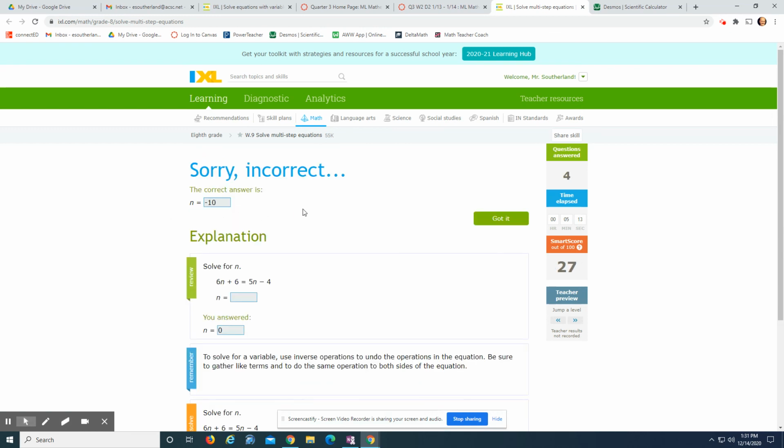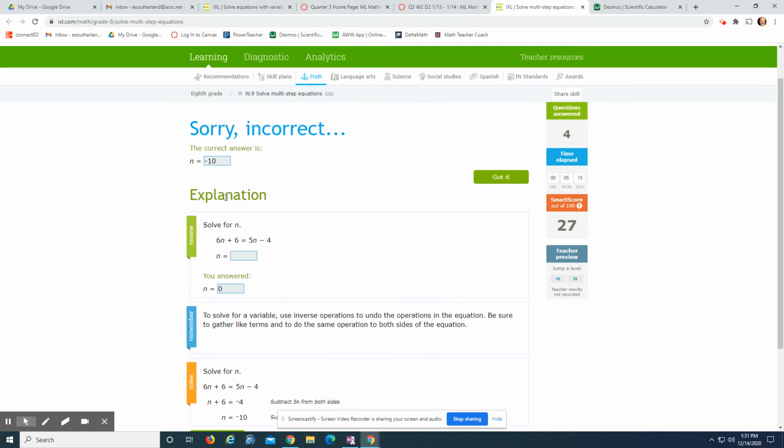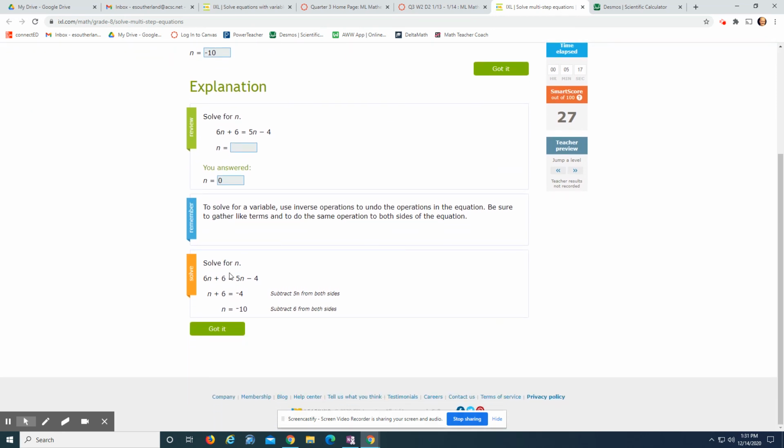I've got it wrong. The first thing it does is it tells you what you're doing. So they subtracted 5n on both sides. Then they subtracted 6 from both sides. Make sure that you're reading this. This explanation explains how to do these types of problems.